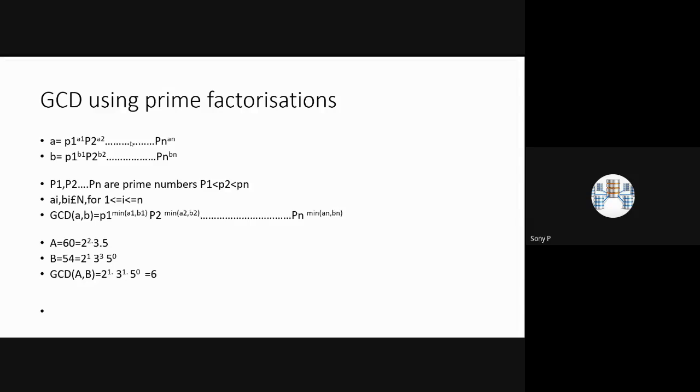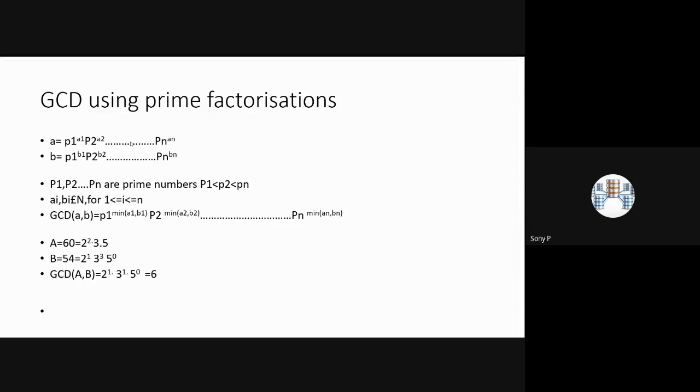In this case also, the first number a is written like this: a is equal to p1 raised to a1, p2 raised to a2, up to pn raised to an. The second number b is equal to p1 raised to b1, p2 raised to b2, and up to pn raised to bn. Here p1, p2, pn are prime numbers where p1 less than p2 less than pn.